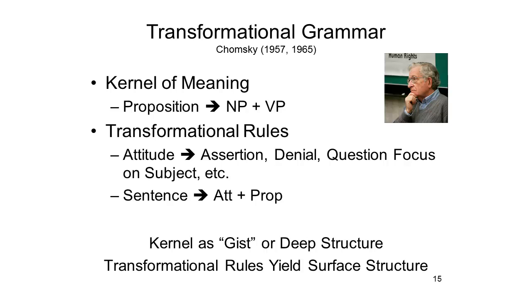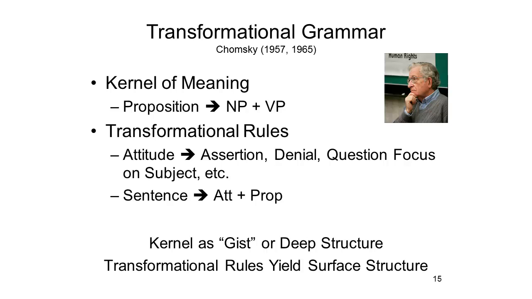According to Chomsky, we get from deep structure to surface structure by means of transformational rules. And for that matter, we get from surface structure to deep structure by means of the same kinds of transformational rules. These rules can produce many equivalent surface structures from a single deep structure, and they can recover a single deep structure from many different surface structures.